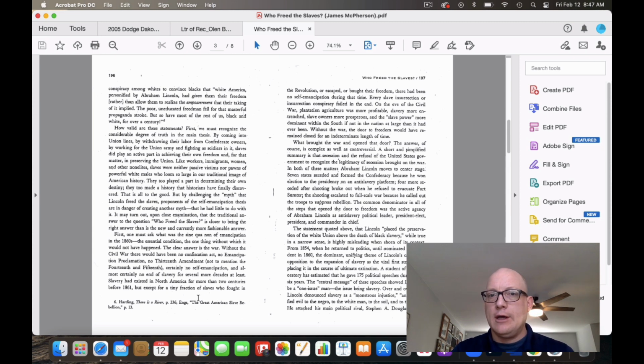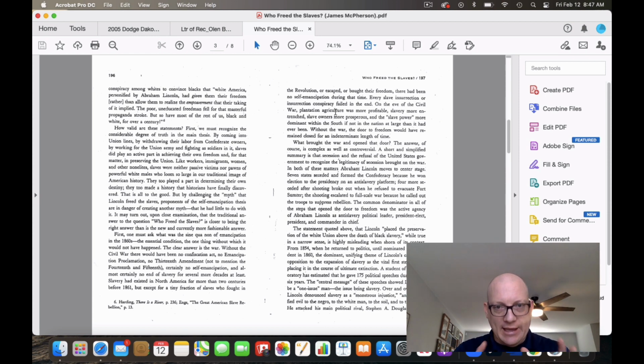Okay, and so he's saying every slave insurrection or insurrection conspiracy failed in the end. And in fact, on the eve of the Civil War, plantation agriculture was more profitable, slavery more entrenched, slave owners more prosperous, and the slave power more dominant within the South, if not in the nation at large, than it had ever been. Without the war, the door to freedom would have remained closed for an indeterminate length of time.